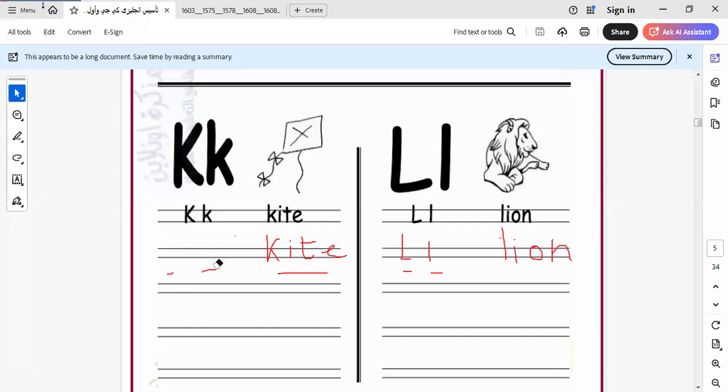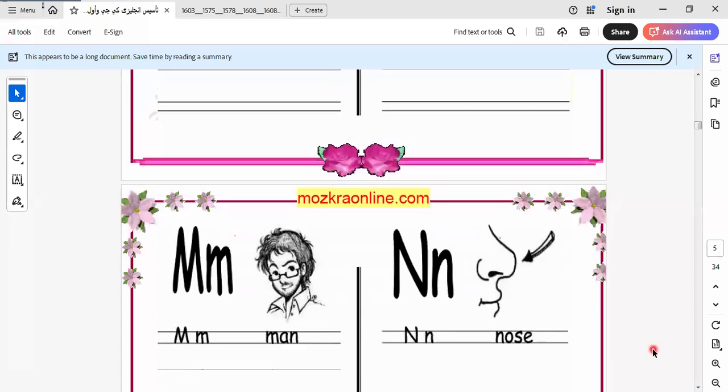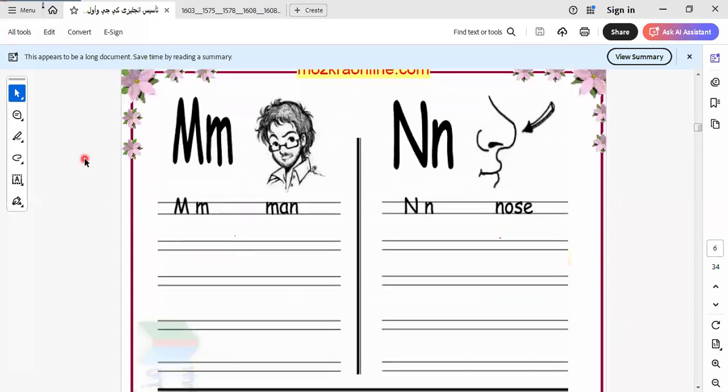Let's go to the next letters. I will give you in this video three letters, okay, to be able to keep it. Okay. Here is capital M and small m. Capital M and small m for what? For man. Okay. So here was capital M and small m for man.